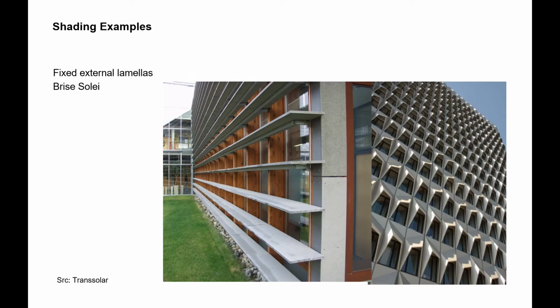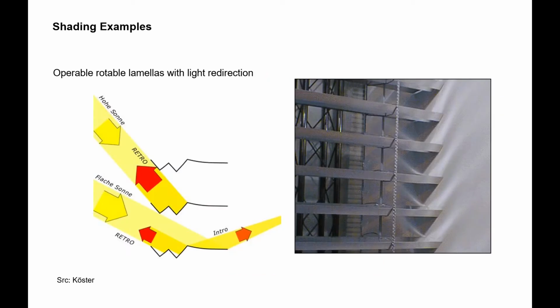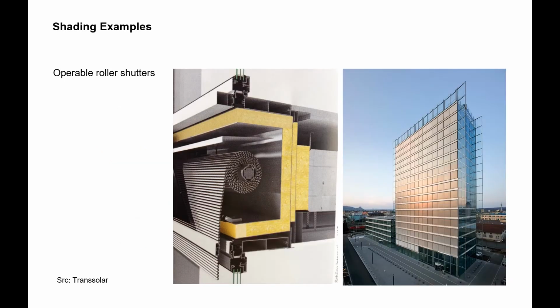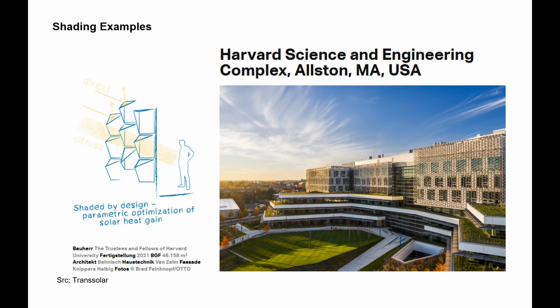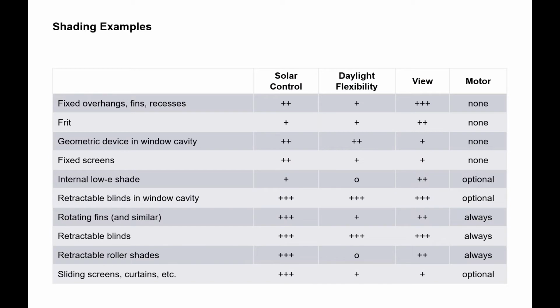We explained about fixed external lamellas, brise-soleil facades, or operable lamellas, and for example also ones that have a certain light redirection capability. And if you need some more wind protection, then, for example, roller shutters would be a good option. We showed examples from a Transsolar project where a shading system was custom made for the specific architecture. And we even compared the different shading devices in terms of performance.